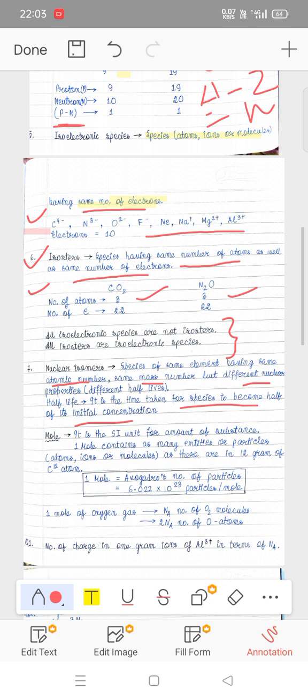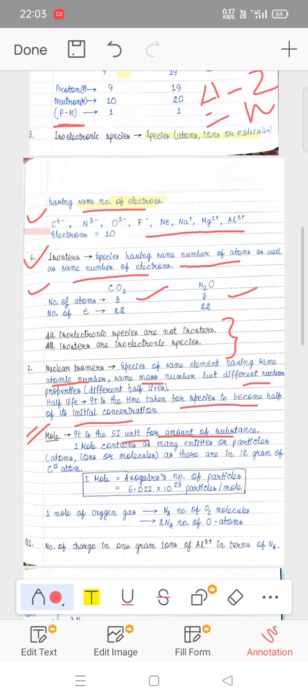We do not have to look into the example of nuclear isomers. Next we are coming to mole. What is mole? It is the SI unit for amount of substance. In physics, in the chapter of units and dimensions, you will read about the 7 fundamental units. In that, mole is there, which is the SI unit, Systeme International, for amount of substance.